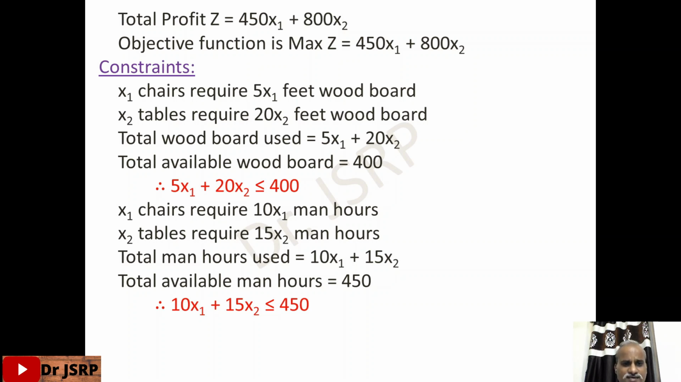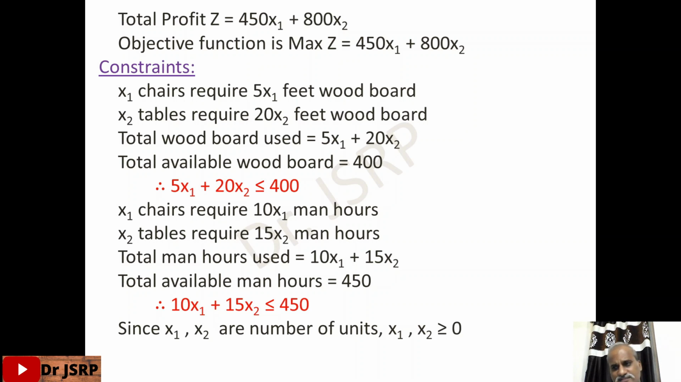So these two are constraints. We have two raw materials, and for each raw material we have one constraint, so a total of two constraints. Next, non-negativity restrictions. Non-negativity restrictions means all variables should be greater than or equal to 0. Since x1, x2 are numbers of units, clearly they are greater than or equal to 0. So x1, x2 greater than or equal to 0.